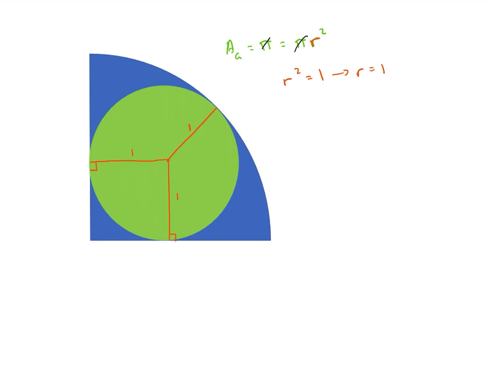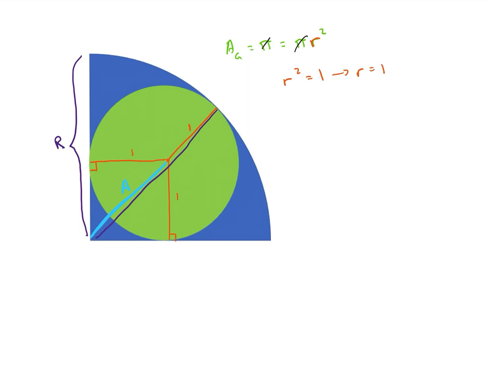Looking at the overall figure, this side length over here is going to be the radius of our larger circle. But that's also going to be the distance going down from the diagonal toward our corner. So it'd be nice if we could get that total distance. To do that, we're going to look at this distance along the diagonal, and we're going to call this distance A.